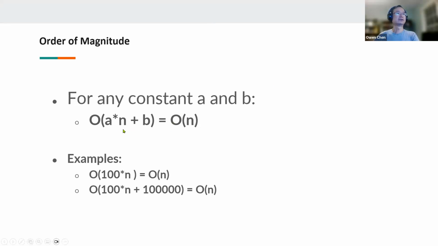Right. So this, for any constants A and B, is the identity. This is always true. n is a variable, but A and B are two constants. So even if it has a factor of A or plus a constant, this is still true.